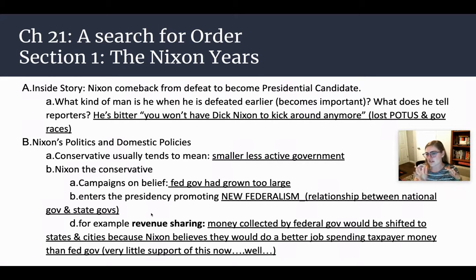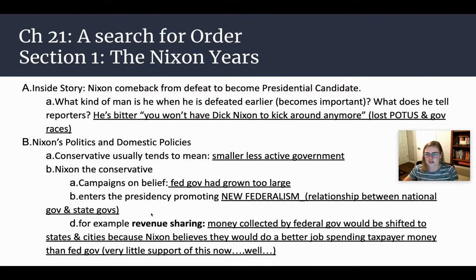Under Nixon, we're going to see that change. So essentially, under what's known as revenue sharing, the federal government's going to collect all that tax money. Okay? And then they're going to distribute it back to the states. And the reason Nixon says that they should give it back to the states is that smaller government, or state governments, have a better idea of how to spend that tax money. Okay? So the states know better.